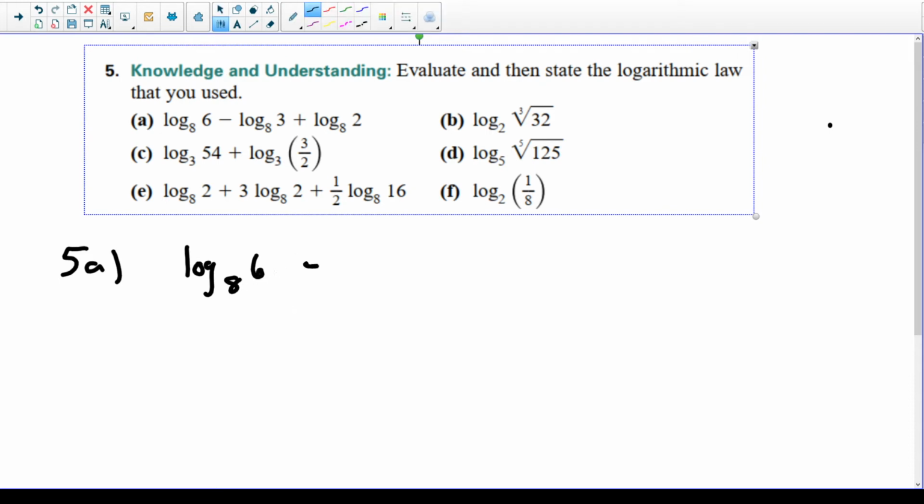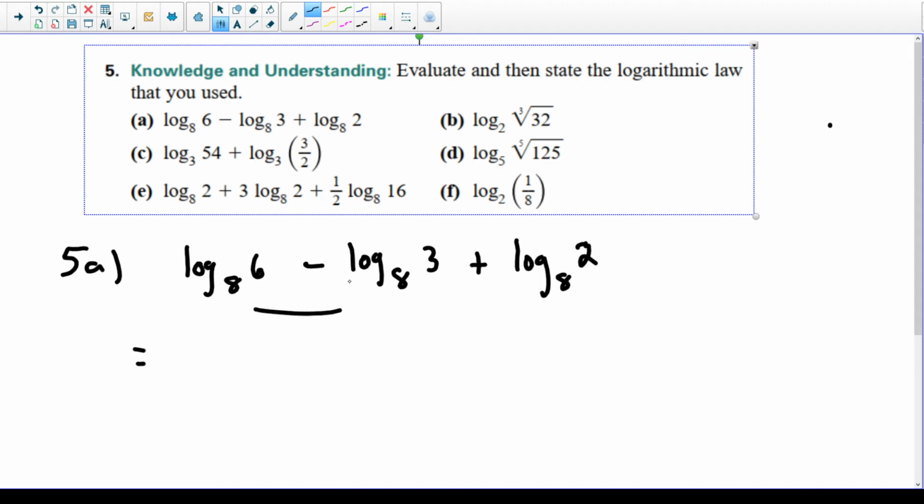Log base 8 of 6 minus log base 8 of 3. So, first thing I want you to notice is all of them are log base 8. That's important. You can't join two logarithms together if they have two different bases. Okay? So we're going to join these two together first.